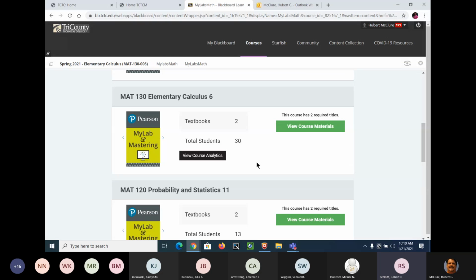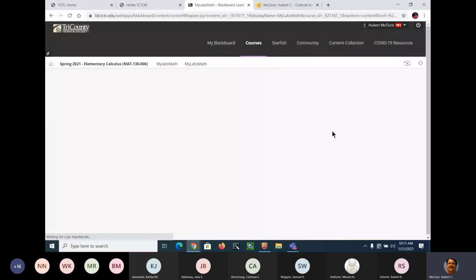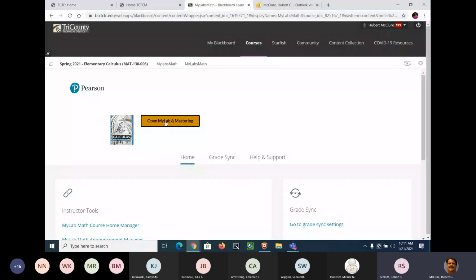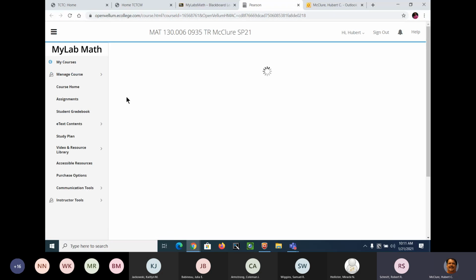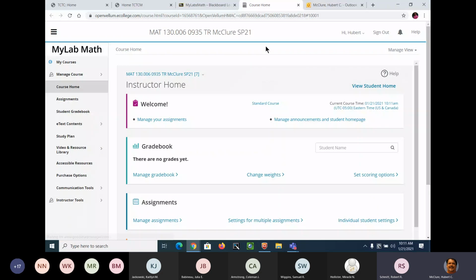130. Launch. There it is, and there is the orange button. Once you hit that orange button as a student, you have registered into MyLabs Math. After you have done that, you don't have to go through Blackboard. You just have to go.